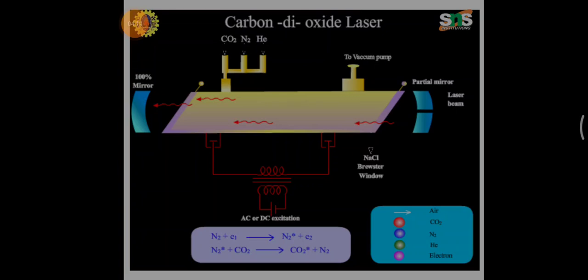So the discharge in the tube is produced by DC excitation. At the ends of the tube, sodium chloride or Brewster windows are placed. So confocal silicon mirrors coated with aluminum, or a metallic mirror such as gold, are employed for proper reflection, which form the resonant cavity. So the output power can be increased by increasing the diameter of the tube.